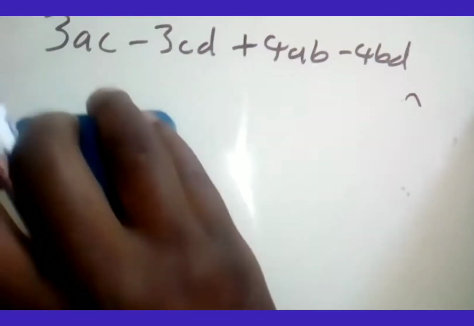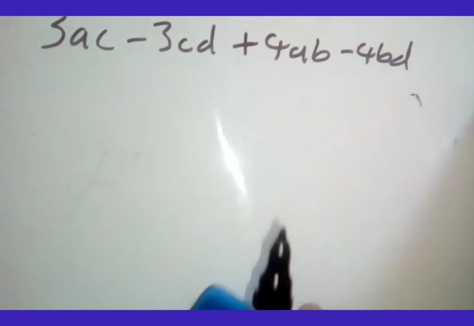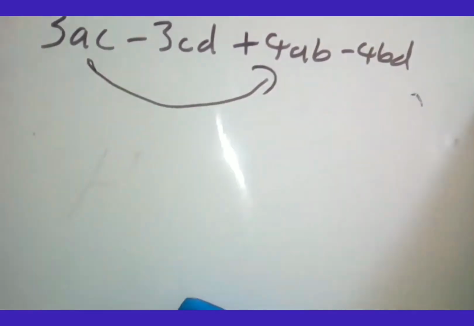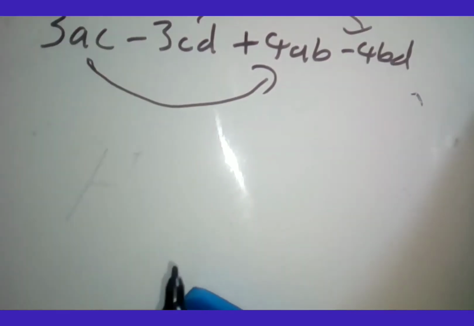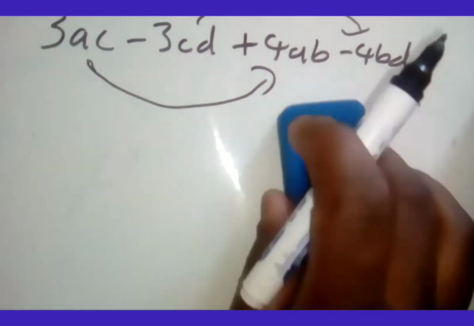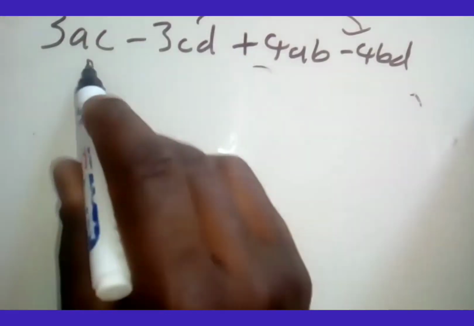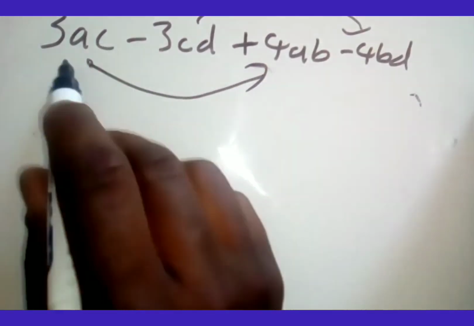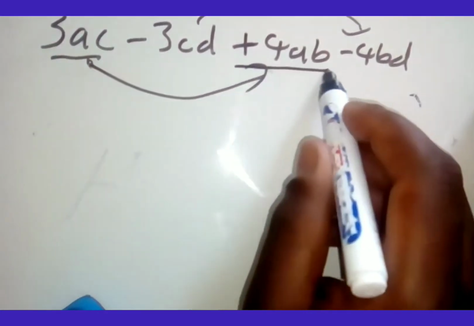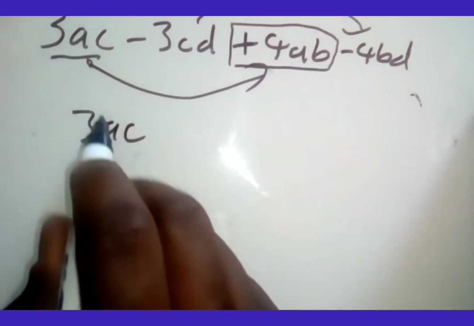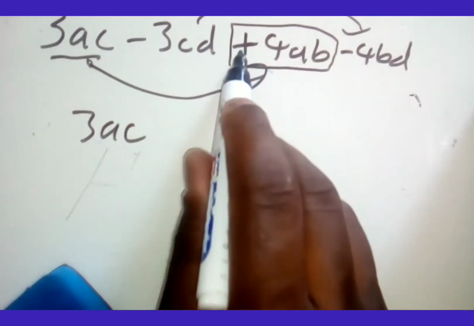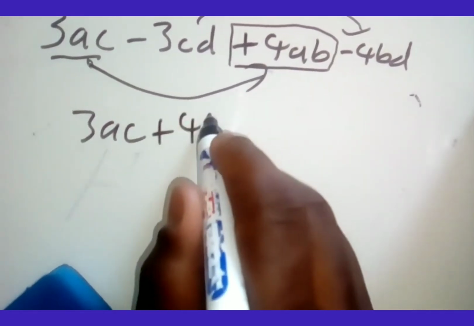Now notice we could have actually grouped this with this, and this with this. Let me show you that it brings the exact same answer. So let me group them. I'm going to group this together with that. I take this together with the sign in front of it, so I'm going to write 3AC, notice it comes from there. Then I write this together with the sign in front of it, so it becomes 4AB.